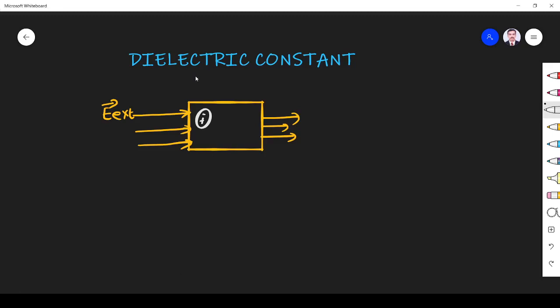Hi students, welcome to the session on dielectric constant. In this class we learn about the dielectric constant, its significance, and terms related to it.